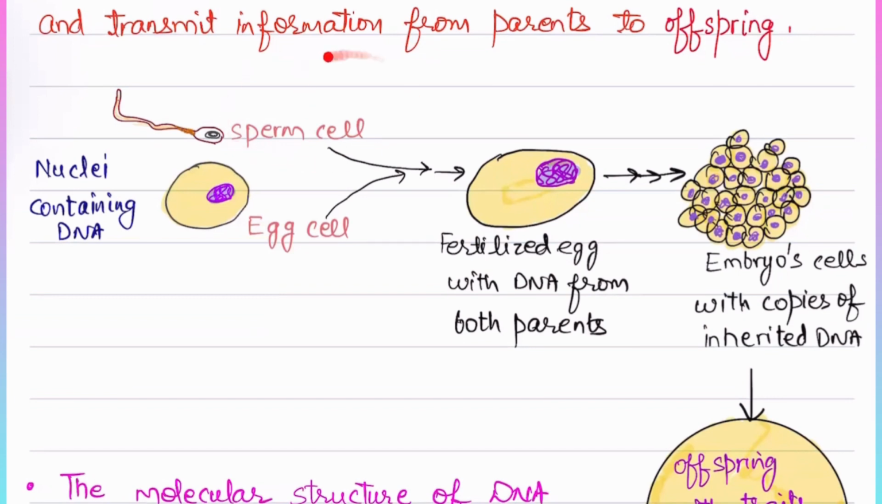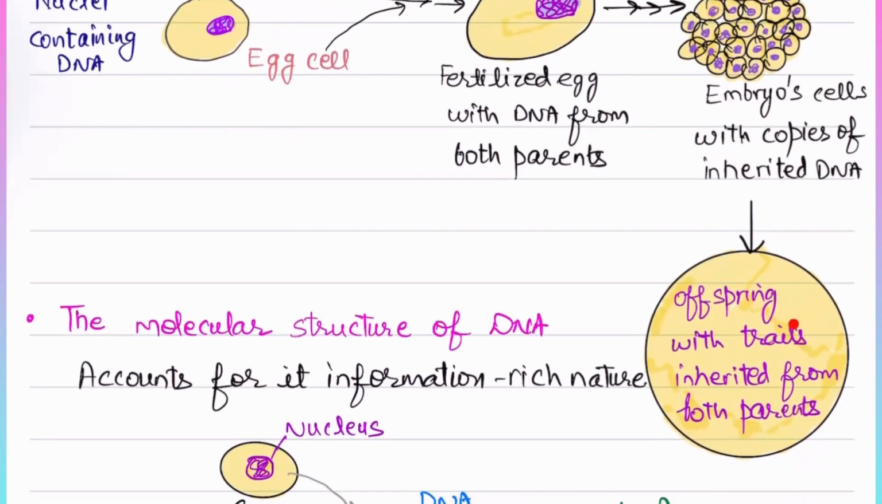Now, this is a sperm cell and an egg cell. The nuclei of each contain DNA. When they fuse, they form a fertilized egg with DNA from both parents and embryo cells with copies of inherited DNA. The offspring which is formed has traits inherited from both the parents.